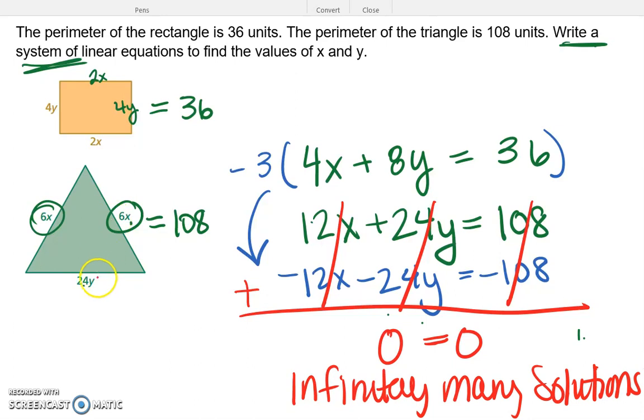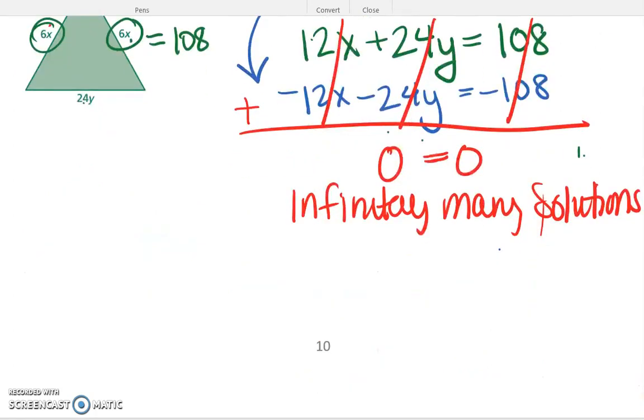What that means is any value for x and any value for y, if you use the same, will work on both of these problems. So there are infinitely many solutions that will work to solve this problem. And that is it for section 5.4.